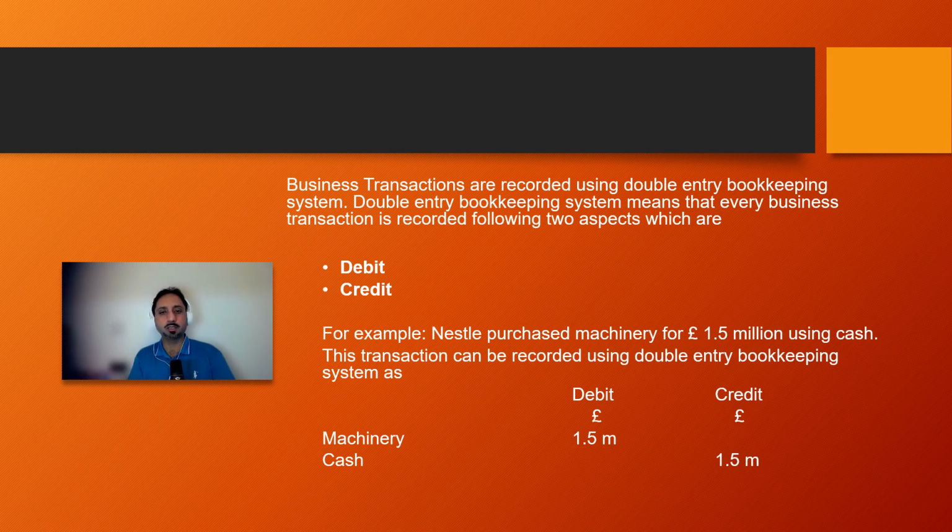The debit aspect is that the machinery account has to be debited by 1.5 million, and the cash account within Nestle Corporation has to be credited by 1.5 million. So that is an example that one business transaction has to be dealt with in regards to two perspectives, two aspects, that is the debit and the credit.